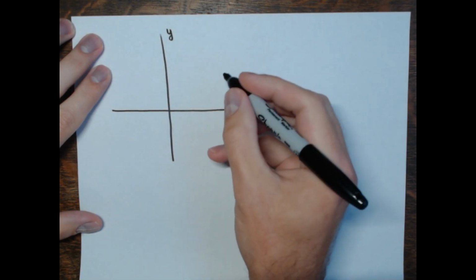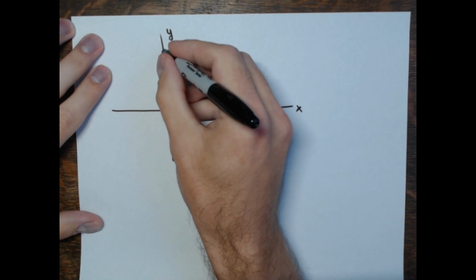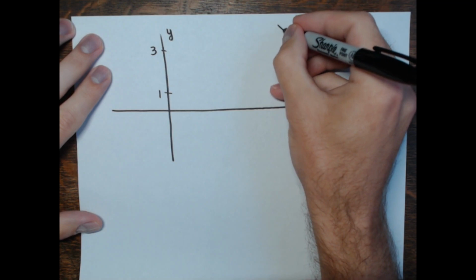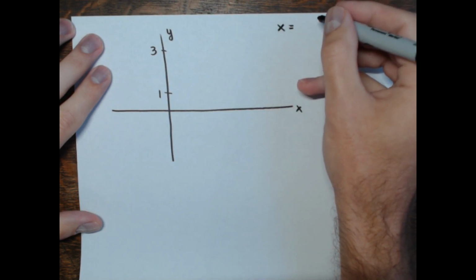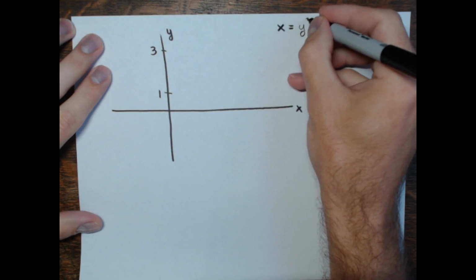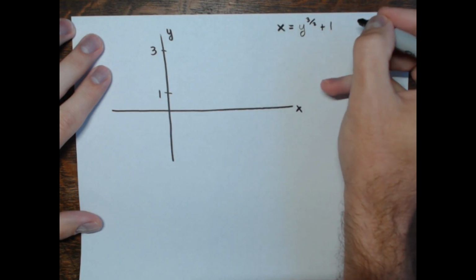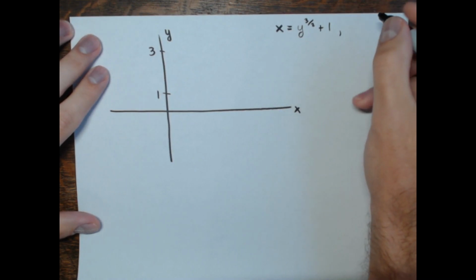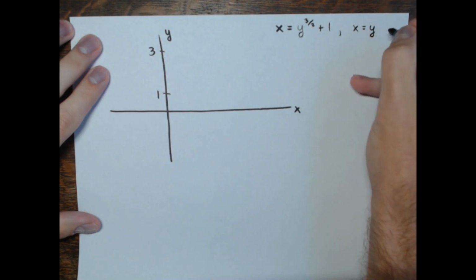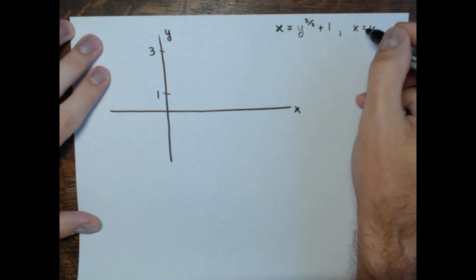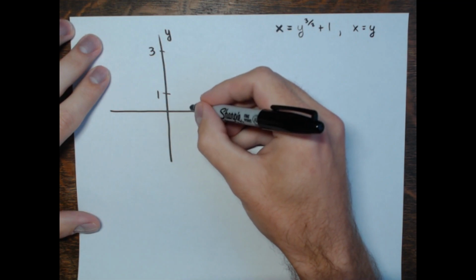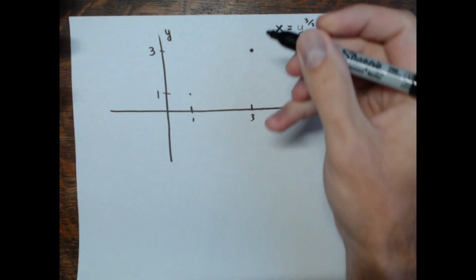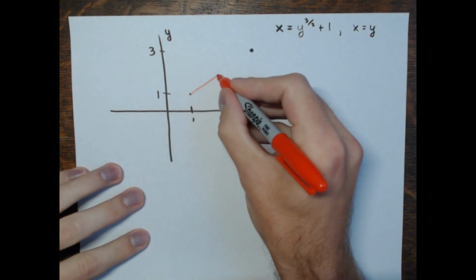So we're between y equals 1 and y equals 3. And the curves we're given are u of y, or x equals y to the 3 halves plus 1, and the other curve is v of y, or x equals y. Now x equals y is no problem, right? When y is 1, x is 1. When y is 3, x is 3. So that's a straight line.